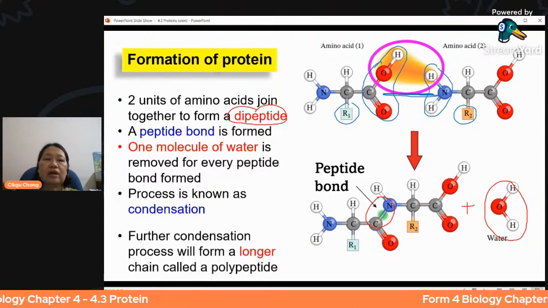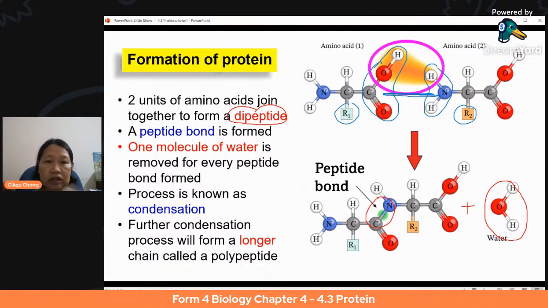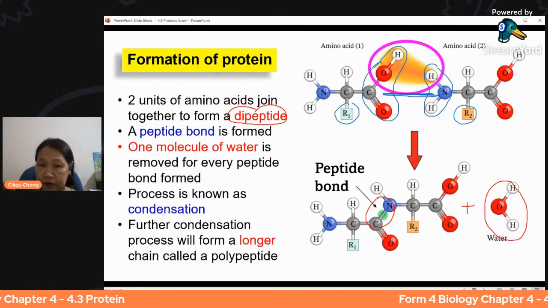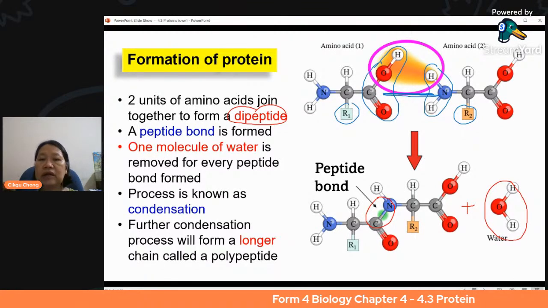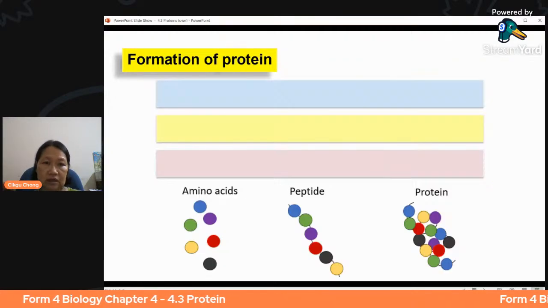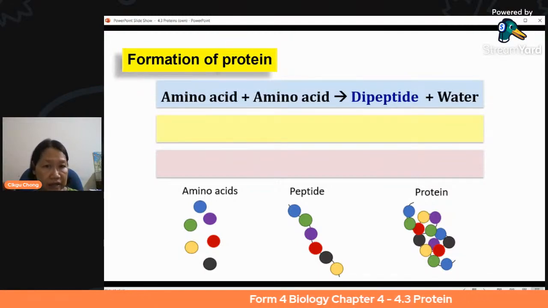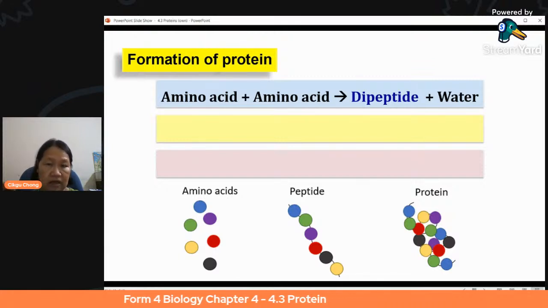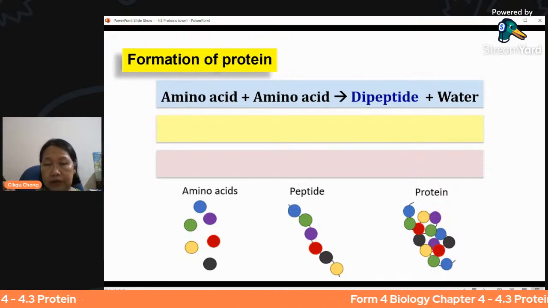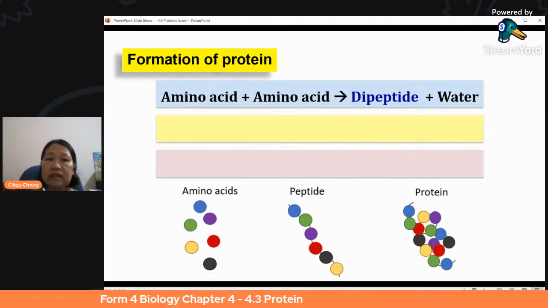Okay, all right. Further condensation. So now I've only got one dipeptide, and a dipeptide is not enough to form a protein yet. I will keep on adding the amino acids, joining further to form a longer chain called a polypeptide. Okay, then only will I be able to produce a protein. Okay, so let's look at the equation. An amino acid joins with another amino acid, you get a dipeptide. Okay, so you remove the water. So now if you want to make this equation equal, you got to add back your water here. Okay, dipeptide add water, then you get back your amino acid and amino acid.